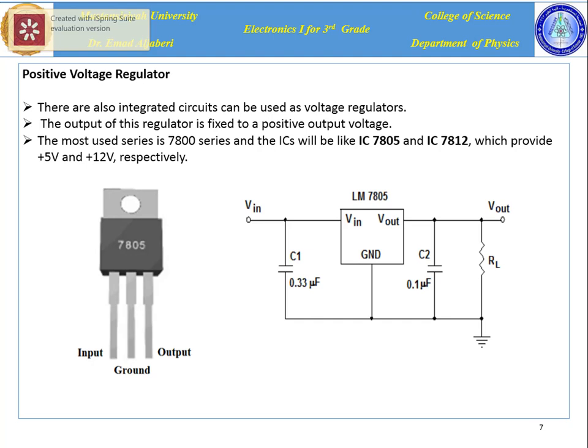This type is shown in the figure below. Here we see the IC has three leads: input, ground, and output. And the electronic circuit of this IC is shown here. The VIN is connected to the output of the power supply, and the Vout can be taken for the output voltage.